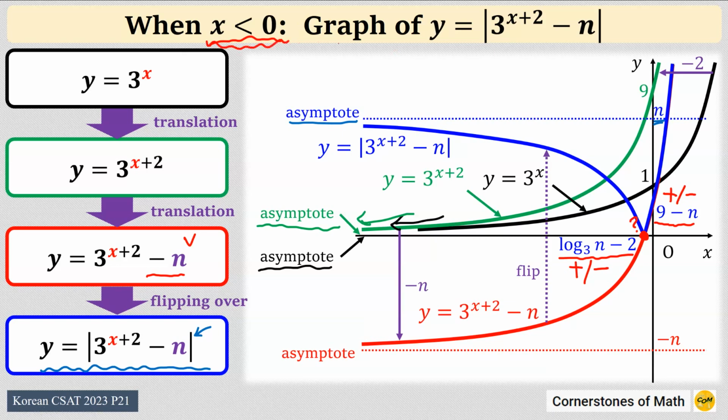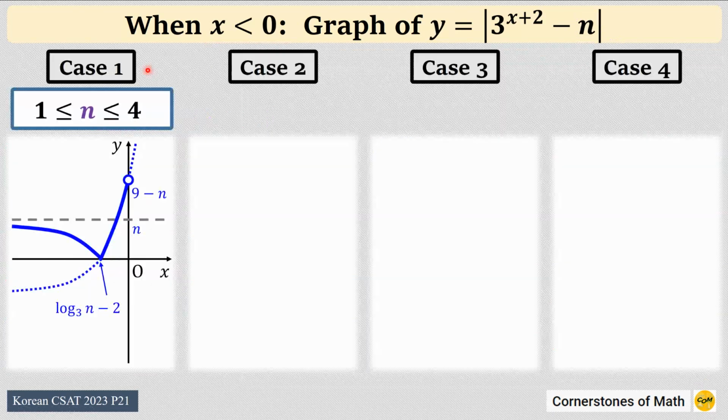On the negative x side, by the way, the next step is that we should take a closer look at this. This y-intercept and x-intercept can be either positive or negative depending on the value of n. In other words, we have to investigate how the graph changes when we change the value of n. And the first case that we are going to take a look at is when this natural number n is very small, like from 1 to 4 as written in here. Why 1 to 4? Well, we will get to that later.